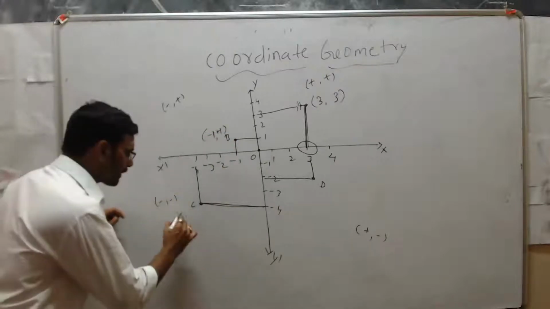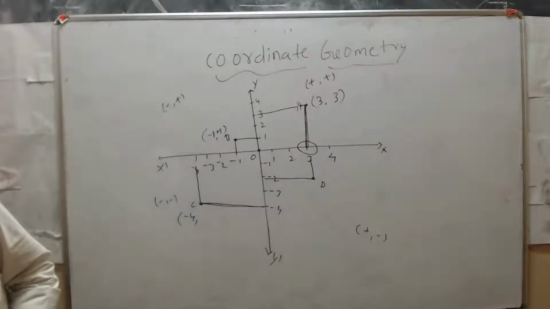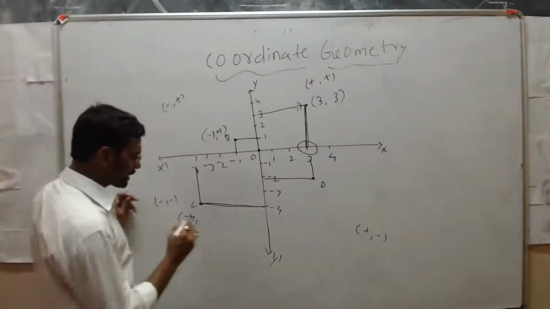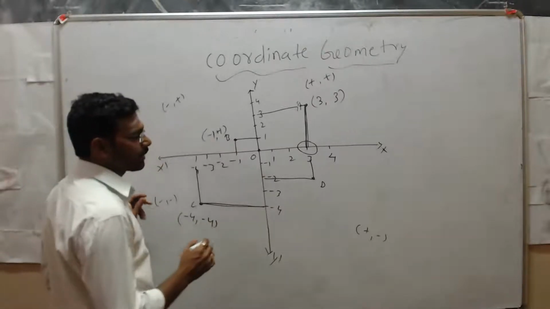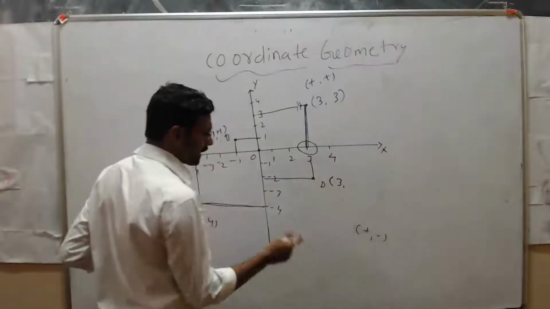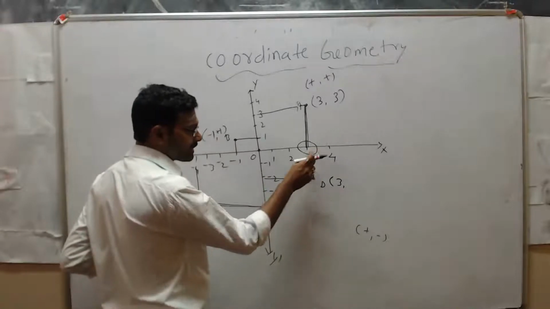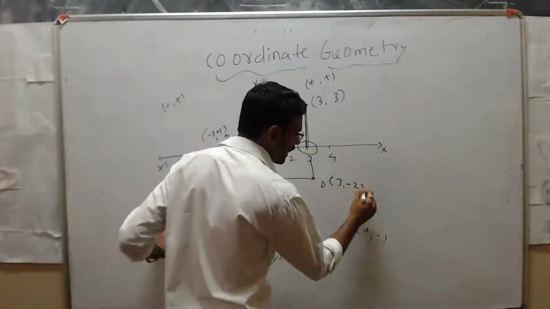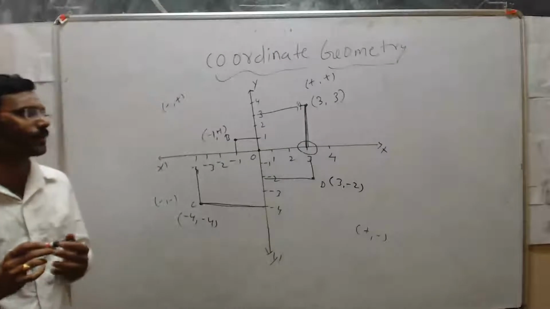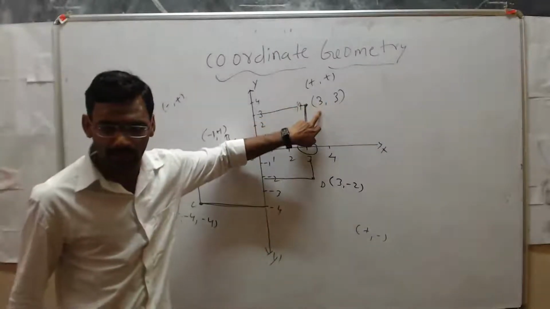According to the x-axis, what is the value of C here? It is -4, and the y-axis value is also -4. Now, what is the D value? According to the x-axis, the D value is 3, and the y-axis value is -2. Therefore, both positive means first quadrant.